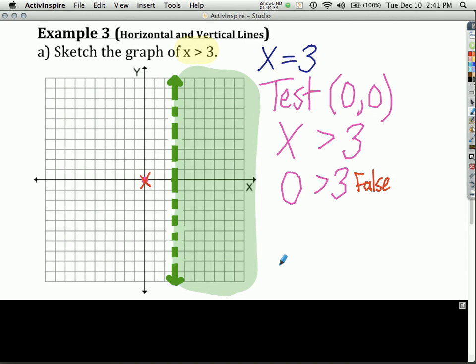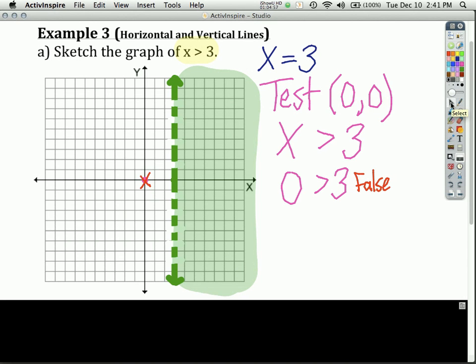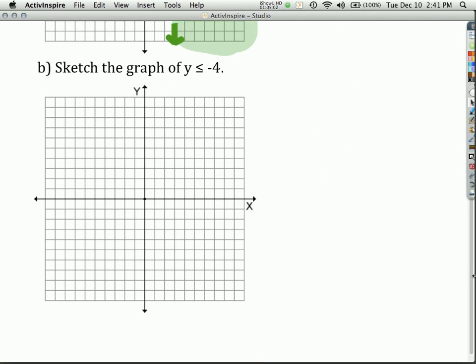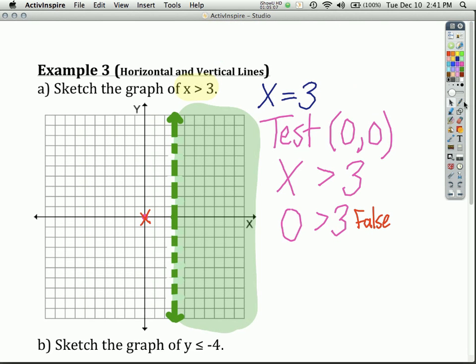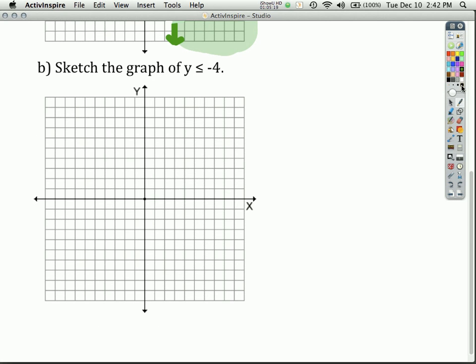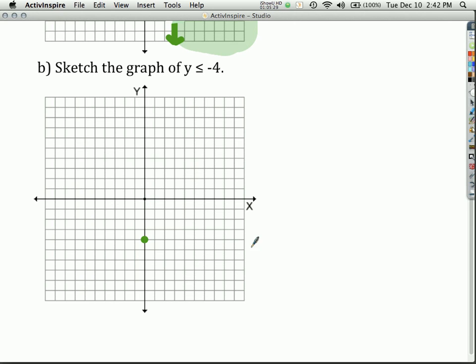Any comments or questions on how we did that? Good. So, what if it was a y? Well, it's the same basic idea. So, you were taught how to graph y equals -4. Where do I go and what do I do? Dalton? You graph the horizontal. Yeah. You go down -4 on the y. That's right. I'm going to put a -4 right there.